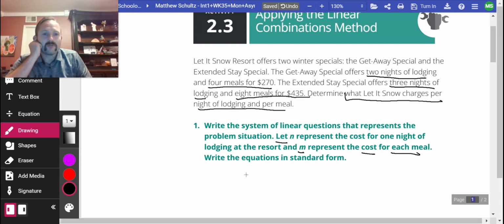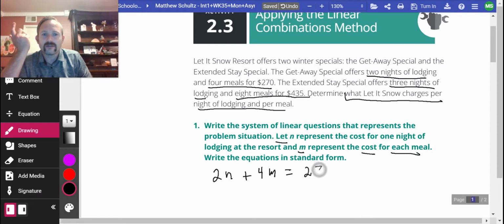Okay, well, the Getaway Special was 2 nights plus 4 meals, and that was equal to $270. Now, once again, we're not putting the dollars or the unit rates, but we have to understand what each one of these represents. The n represents the cost for 1 night, and it's 2 nights. The m represents the cost for each meal, and it's 4 meals.